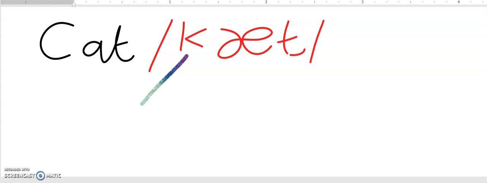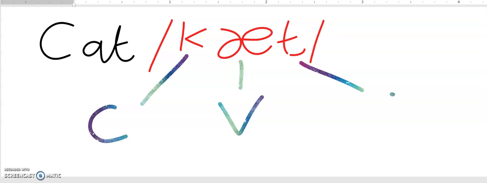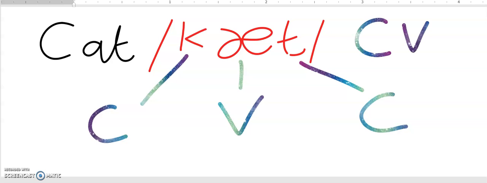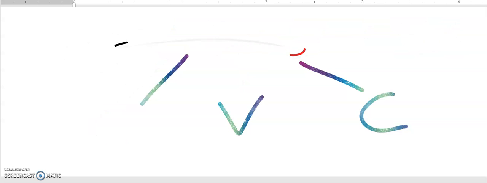Now, for the k, here it is the onset, which is a consonant. For the a, it is the nucleus. And for the t, it is the coda. By the end, we can say that this syllable consists of C, V, C. It means that it consists of all the parts of the syllable: an onset, a vowel or nucleus, and a coda. Fine. Let's go to another word.